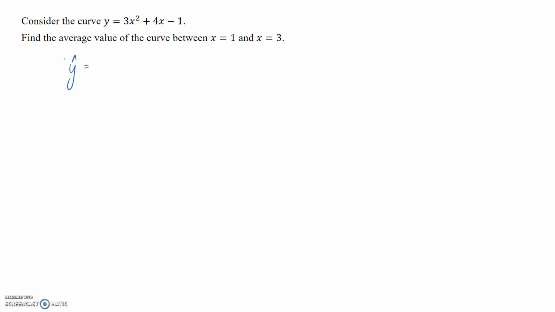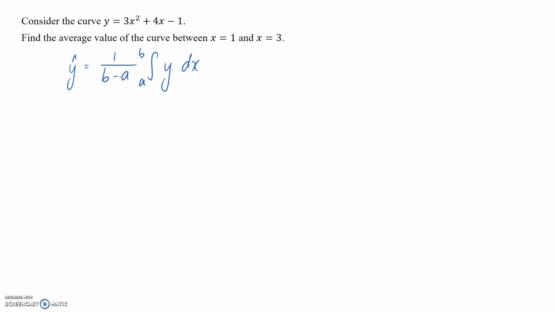This is the actual average value that we're going to try and compute, and it's equal to 1 over b minus a times the integral from a to b of our function integrated with respect to x. Essentially, this equation is figuring out the total area under the curve between a and b, which is this part here, and then we're dividing that by the length of the domain.